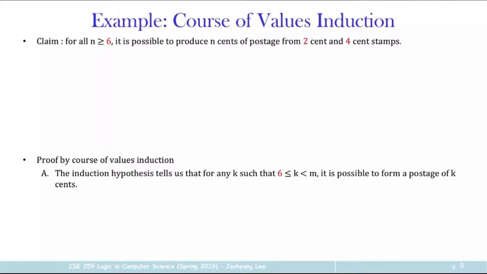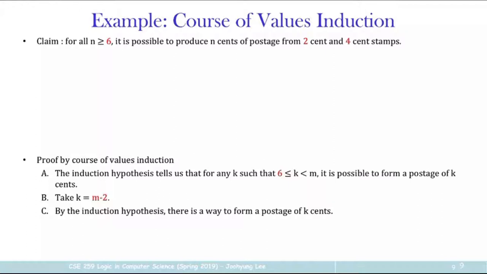Well, the induction hypothesis tells me if I want to prove that I can create M cent postage, I can assume that I can create K cent postage where K is less than M, right? So same as before. And in particular, now I will take M minus 2. I know for some reason that somebody can give me M minus 2 cent postage. Then, by the induction hypothesis, we can create K cent postage.